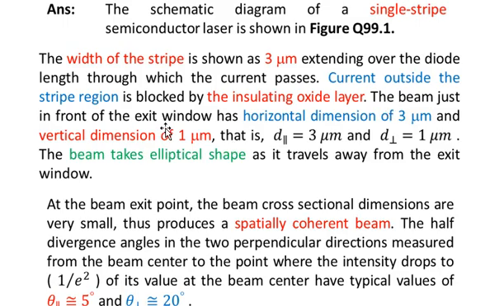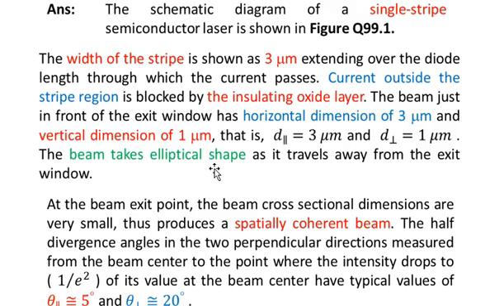The beam just in front of the exit window has horizontal dimensions of 3 micrometer and vertical dimensions of 1 micrometer. That is D parallel to the horizontal axis. D parallel is equal to 3 micron, and D perpendicular, which is perpendicular to the horizontal side, D perpendicular is equal to 1 micron. That is, the vertical dimension of the opening from which the laser light is coming is 1 micron, and the horizontal dimension of that opening is 3 micron.